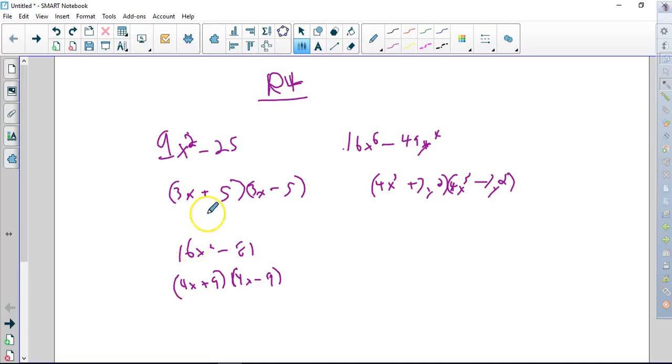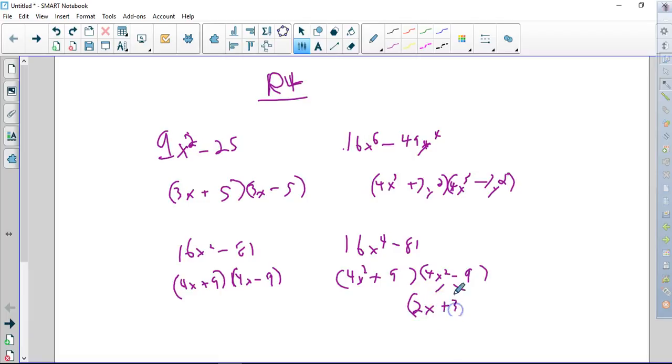Now, what if instead I had 16x to the 4th minus 81? Here you gotta be careful. It'd be very similar. This would break down to 4x squared plus 9 and 4x squared minus 9. But then I gotta look and say, hey, wait a minute. This one right here is also a perfect square. So this would break down to 2x plus 3 and 2x minus 3.